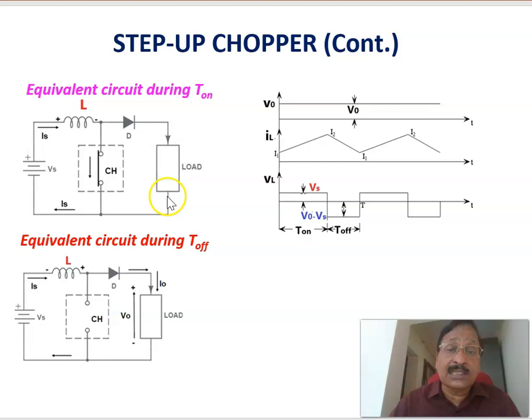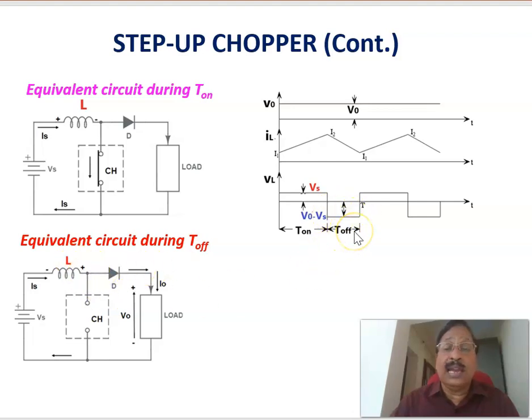Next, when the switch is off, whatever energy is stored in the inductor will be transferred to the output, and the voltage across the inductor becomes plus here, minus here. This inductor voltage is equal to V0 minus Vs. Therefore, this is the voltage across the inductor when the switch is on, and this is the voltage across the inductor when the switch is off.